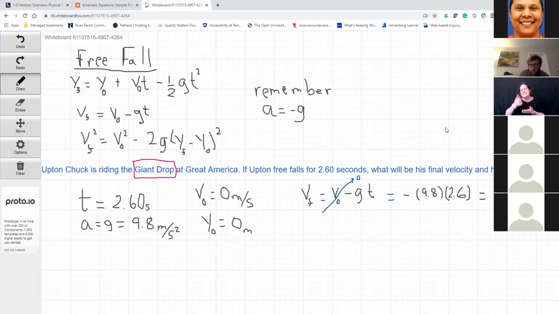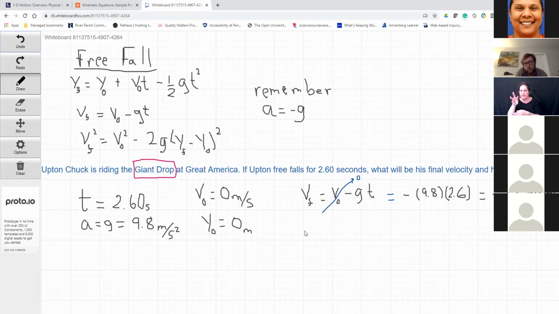Sometimes you'll see books that round off this value of g to 10. As long as you indicate to me that's the value you were using, I wouldn't mark it wrong, because a lot of books do it, especially at an introductory level. So the answer is minus 25.48. Let me not forget my minus sign, because that's very important. The unit for velocity is meters per second. If you write me just the number, I'm going to mark it wrong, because you have to include the unit. The unit is most important here, because they're asking you to find the final velocity.